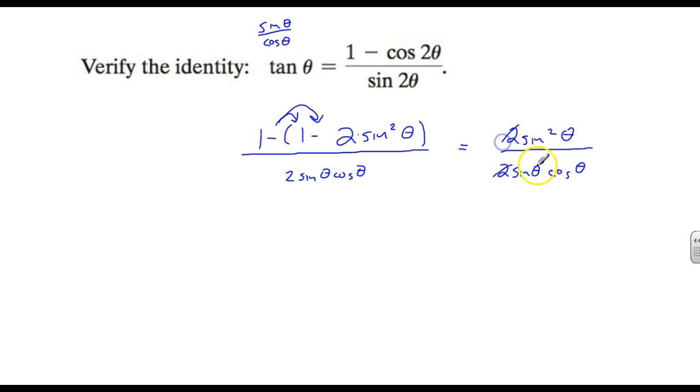So what's going to happen here? The 2's cancel. A sine cancels with a sine squared. And I'm left with sine theta over cosine theta, which is the same thing as this. All right, you can finish it off by just writing that as tangent.